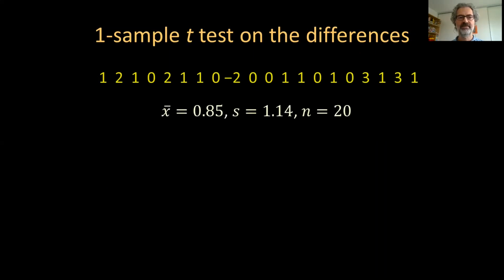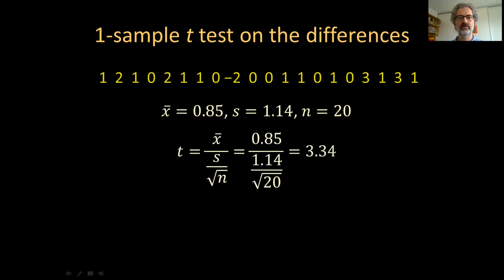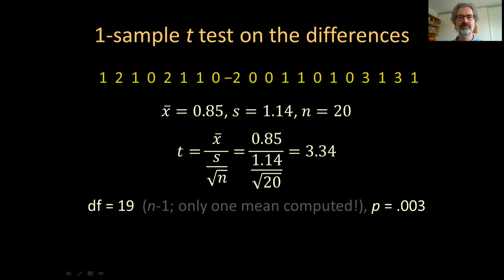The mean of these difference scores is 0.85. The standard deviation of these numbers is 1.14. There are 20 children, and therefore the t-value is the mean divided by the estimate of the standard error, which results in a value of 3.34. This is our t-value. How many degrees of freedom are there? Well, there are 20 children, so 20 different scores. And we calculated their mean. That's one sum. So 1 degree of freedom less than the sample size.